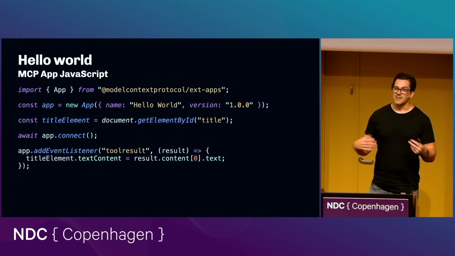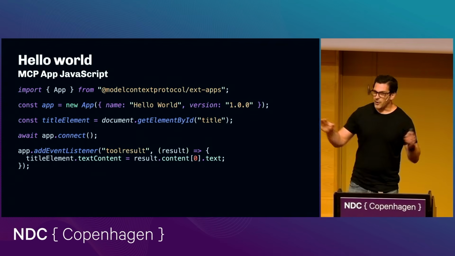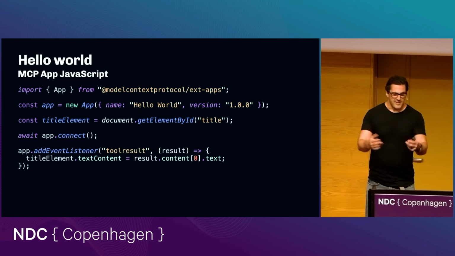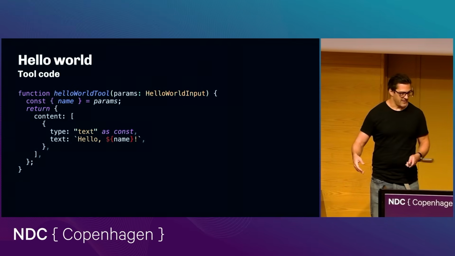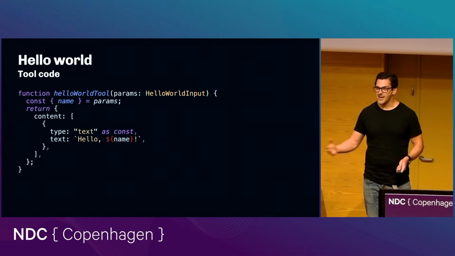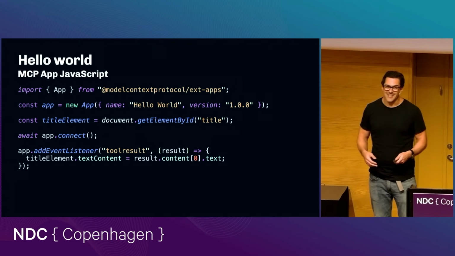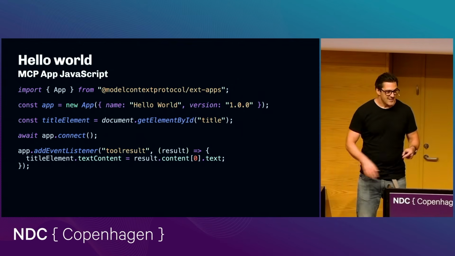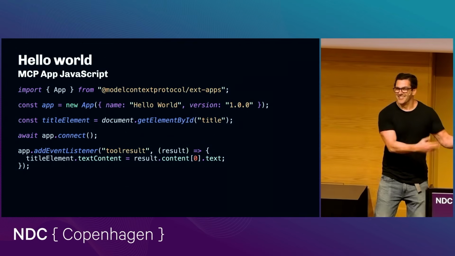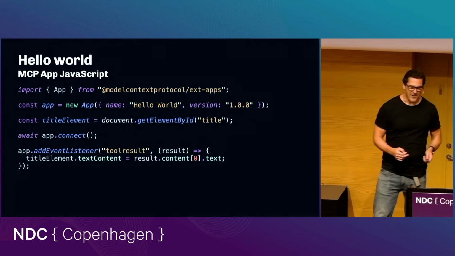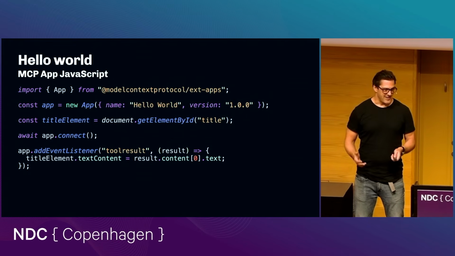And once it's done that, we can start listening to some events. We listen to the tool result event. Once we are connected, the MCP host will fire this event to us and tell us the result of calling the tool. So in this case, it's just whatever the hello name comes out. We can take that, inject it into the H1, and we're done. So this is the simplest of possible. Actually, it's not the simplest of possible. We could have just rendered HTML, but it's the second simplest MCP app we could create. In this case, we're just going to take the result of the tool and pop it into the page.